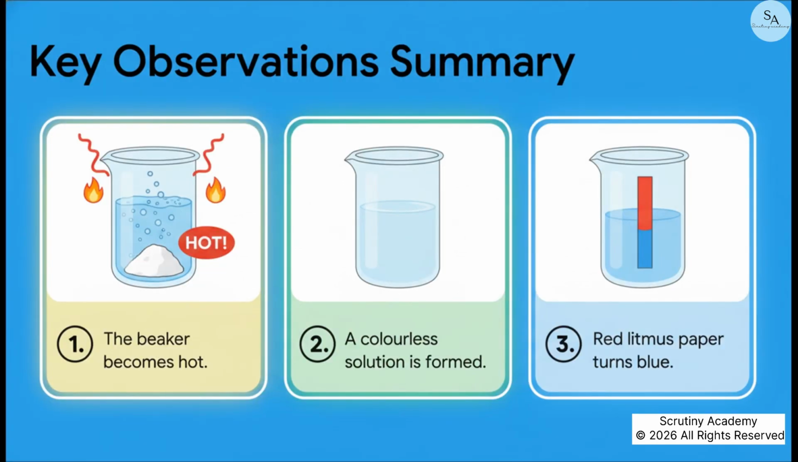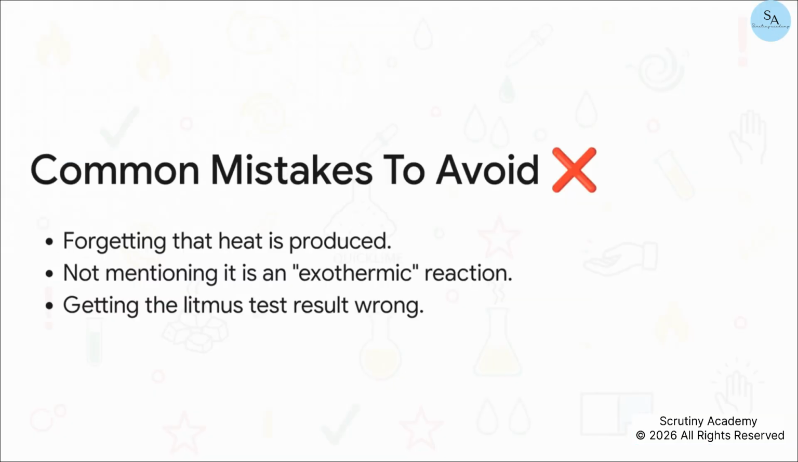So let's quickly summarize the 3 main observations you must write in your answer. Number 1, the beaker becomes hot. Number 2, a colorless solution is formed. And number 3, red litmus paper turns blue. If you write these 3 points, you're on the right track. But wait, let's also talk about the common mistakes students make so that you don't make them.